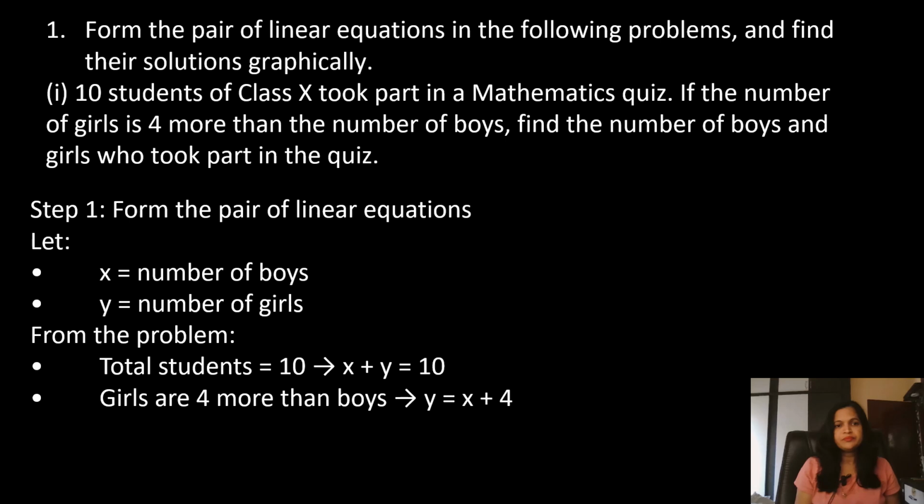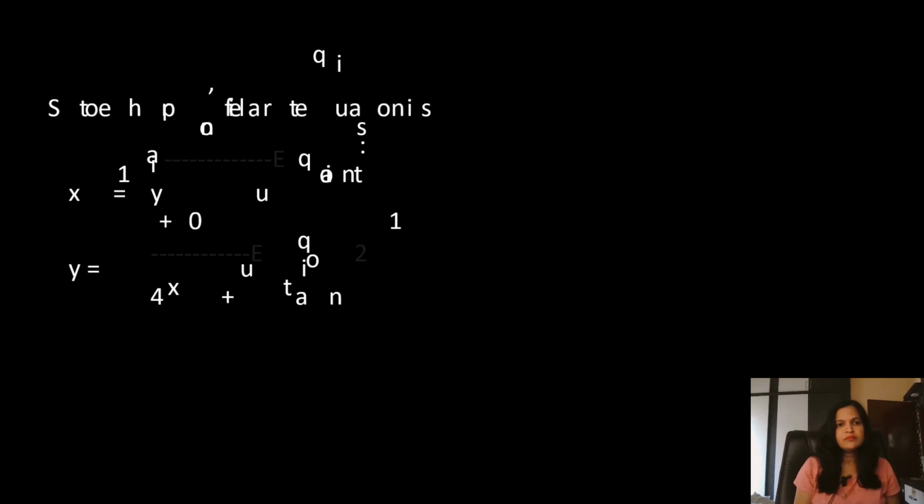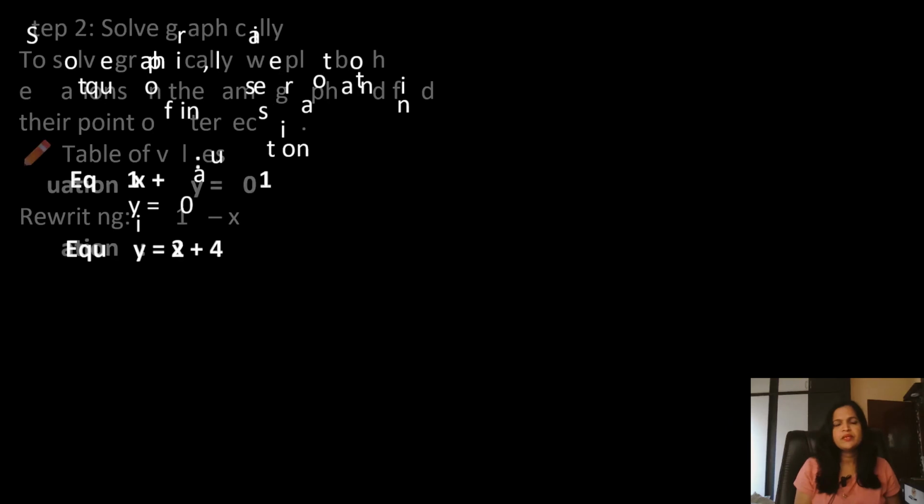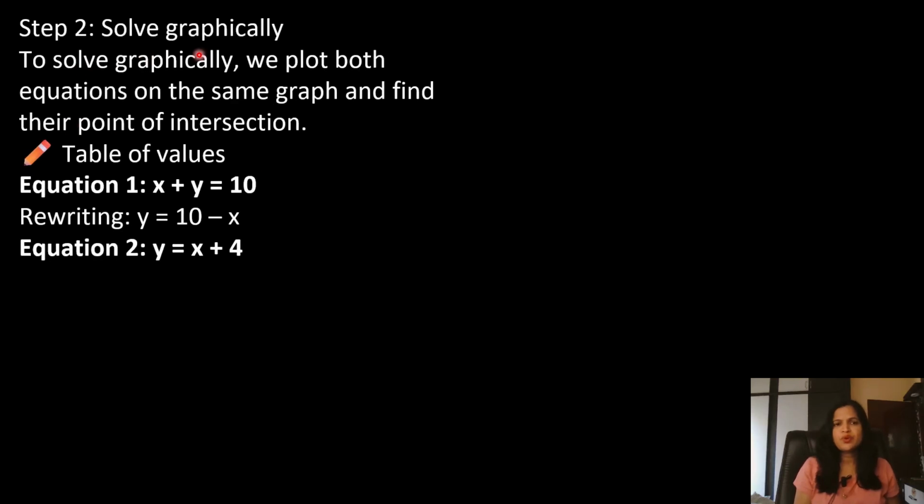Next step. So the pair of linear equations are these two: x plus y is equal to 10, that is equation 1, and y equal to x plus 4, that is equation 2. Step 3 is solve graphically. To solve graphically, we plot both equations on the same graph and find their point of intersection.